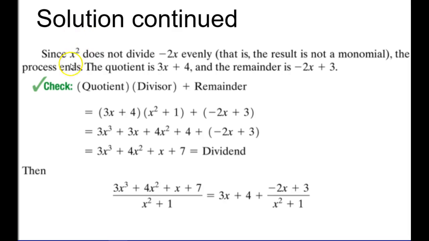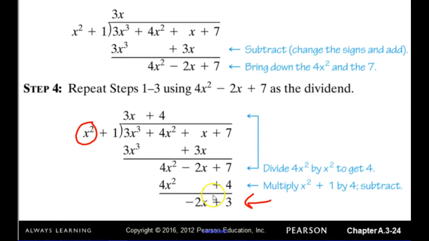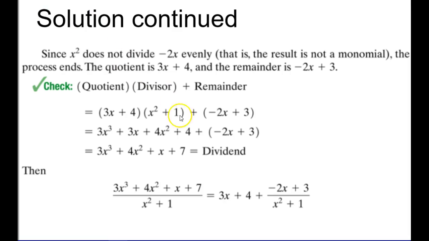Since I cannot divide x squared into a negative 2x evenly because my exponent is higher up here, I know that we're done and that is going to be my remainder. This down here will be my entire remainder, since this exponent is smaller than this one. So I can rewrite this as 3x plus 4 plus what I had for my remainder, over what I started with.